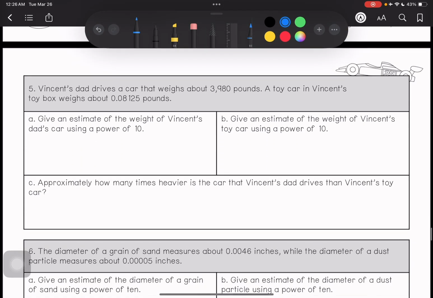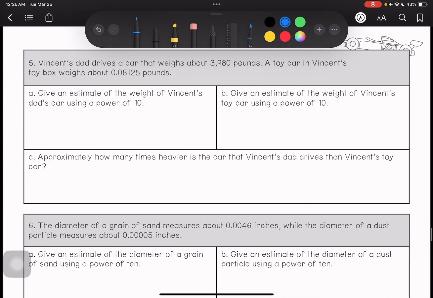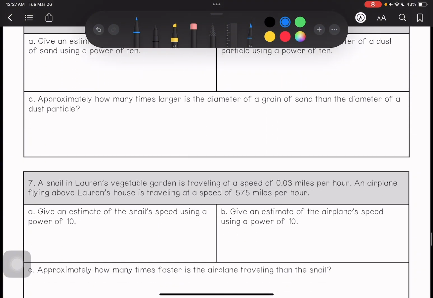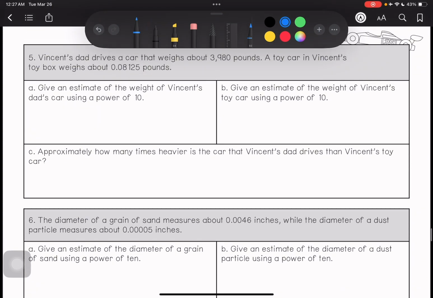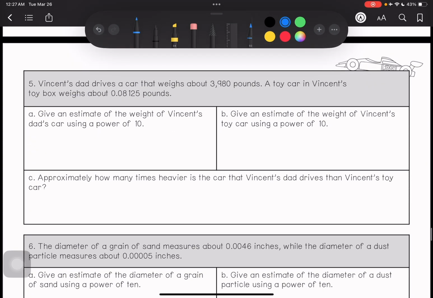All right, next we're looking at the next page, which is numbers 5 through 7. Number 5 says Vincent's dad drives a car that weighs 3,980 pounds. A toy car in Vincent's toy box weighs about 8,125 pounds. It said give an estimate of the weight of Vincent's dad's car using a power of 10.